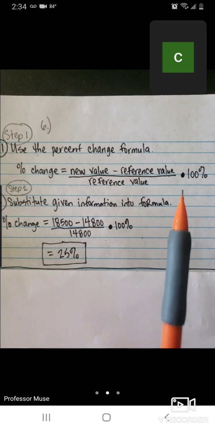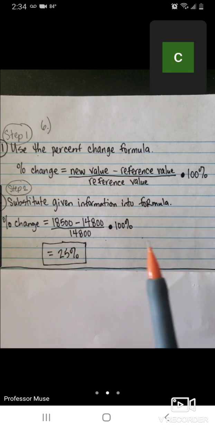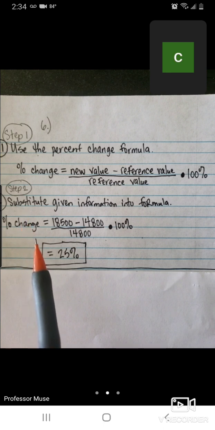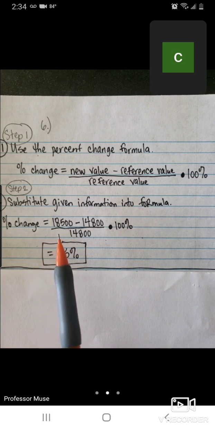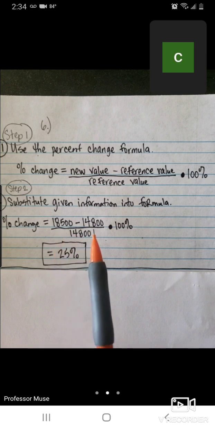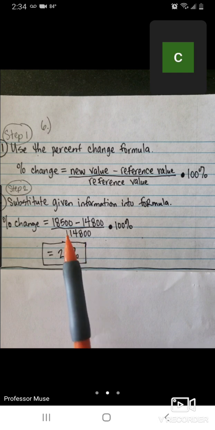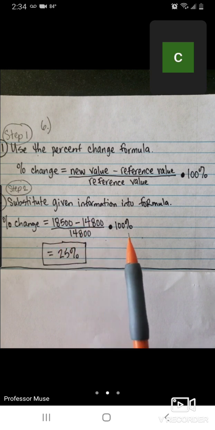All right, so we're going to start out with this formula. That's your starting point. In step 2, you're going to substitute the given information into the formula. The price they give you for 2013, obviously you want to take the most recent price, which is $18,500, minus the price in 1994, which was $14,800, over $14,800. And remember, that's the reference value. The new value is the most recent price. And you want to multiply all of this by 100%.